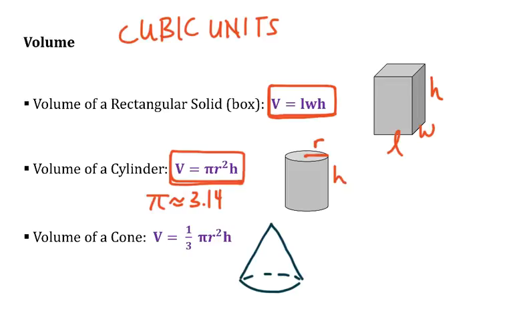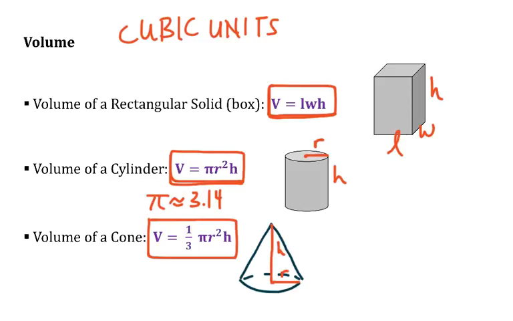For the volume of a cone, the formula is volume equals 1/3 pi, again, which we can approximate by 3.14, times r squared h. R is again being used to indicate the radius of the base of our cone, which is a circle. And then h is for height, the height of the cone.